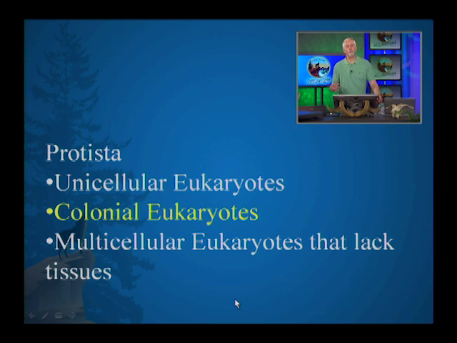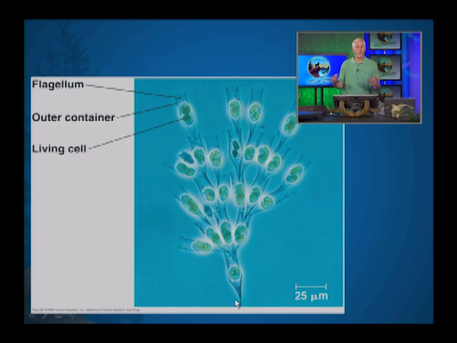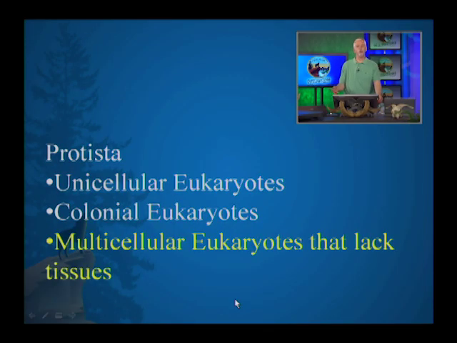It could also be what we consider colonial eukaryotes. Colonial eukaryotes would be organisms that are unicellular that can associate in a group or can dissociate and live individually. So colonial specimens can either form a temporary alliance or they can separate and live on their own. And also we will consider some multicellular eukaryotes as protists if they lack tissues. And so tissues would be groups of specialized cells. So if an organism lacks true tissues, cells that have some specific function, then we could also consider them protists if they lack those.